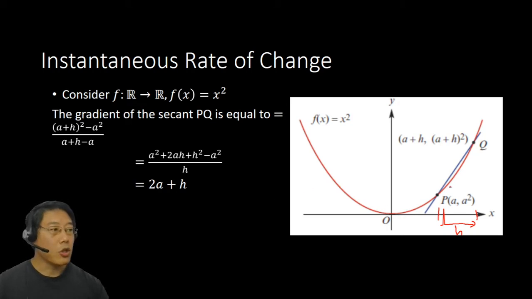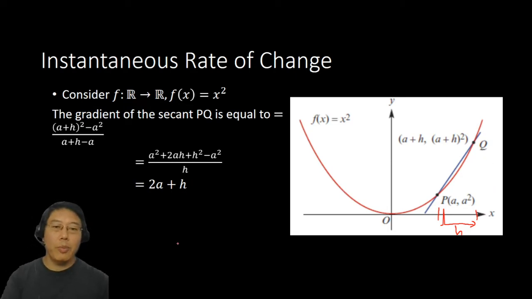Okay, so do remember when you have h over h and you simplify, h has to be different from 0. H is the interval, so it's not equal to 0, which is fine. So Q will never be the same as P. It will get closer. Now that's going to give you 2a plus h. So that's the gradient between the 2 points.